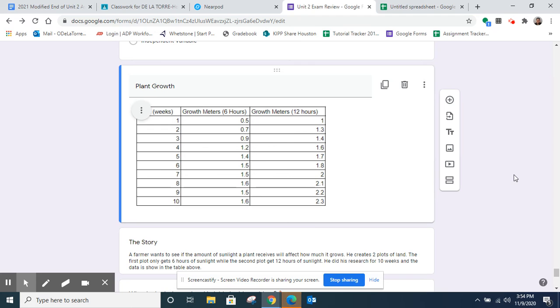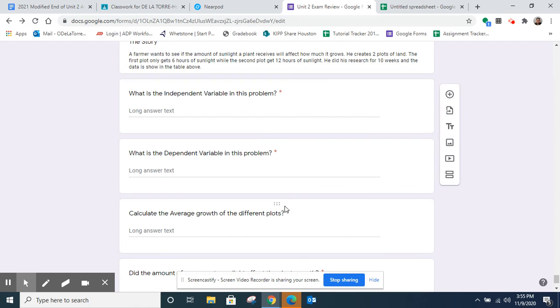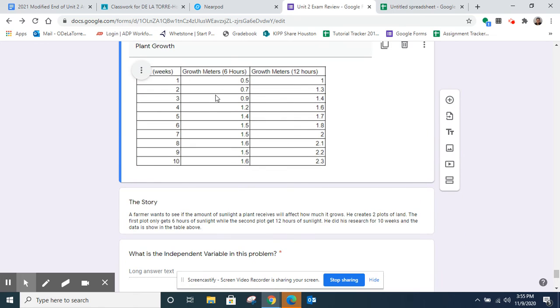Now we have 0.5 plus 0.7 plus 0.9 plus 1.2 plus 1.4 plus 1.5 plus 1.5 plus 1.6 plus 1.5 plus 1.6. So our grand total is actually 12.4. Now I got to divide it by 10. And our average growth for the plot at 6 hours of sunlight is 1.24. That's the average that I've gotten, 1.24.